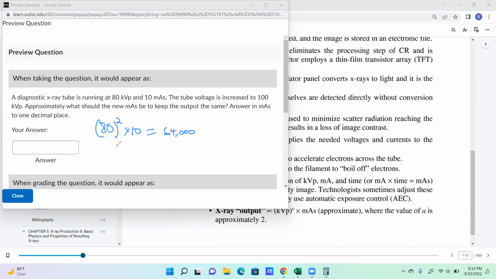So what we want is to keep this output the same, but we want to increase the tube voltage to 100. So we're going to start out here. We want this output to be the same, and we're now going to change the kVp to 100. And that's going to get multiplied by, I'm just going to call this Y. I don't know what this value is, but I'm going to figure it out.